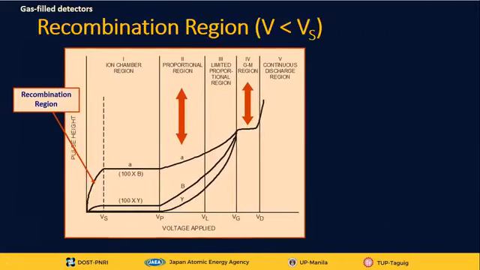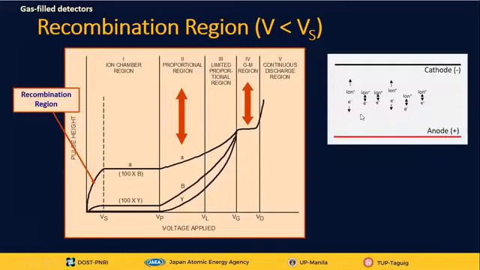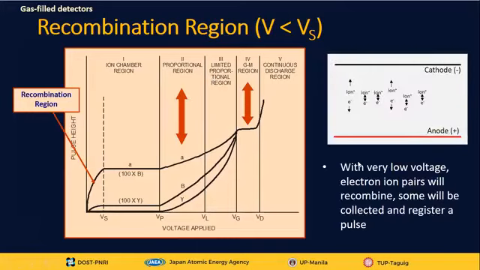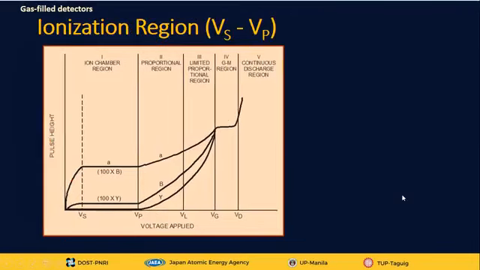Here we have the recombination region, wherein with no or very low voltage, the electron-ion pairs will simply recombine. Some will be collected and also register a pulse. That's why we have here an increase in the pulse height. But when the voltage is high enough to stop recombination, the detector is now in the ion chamber region.